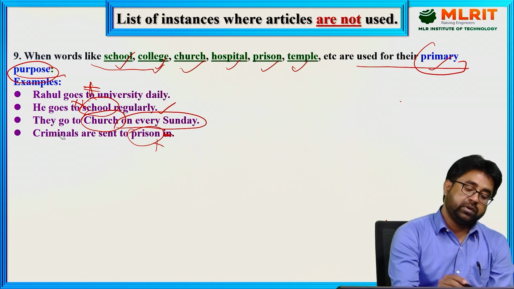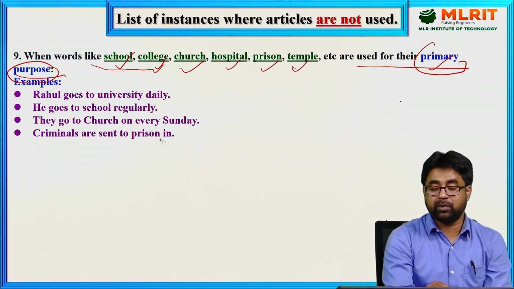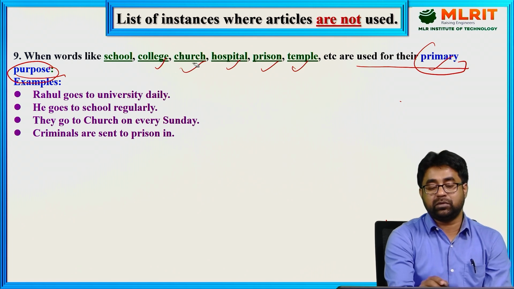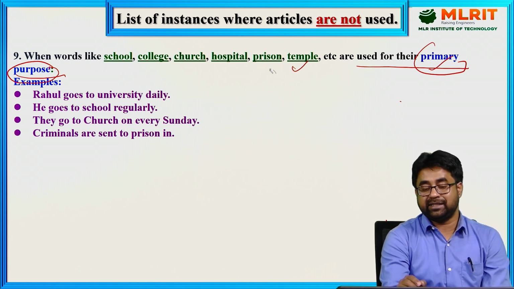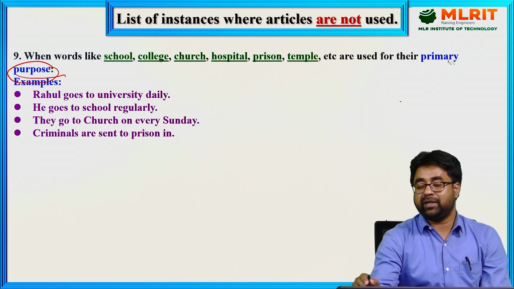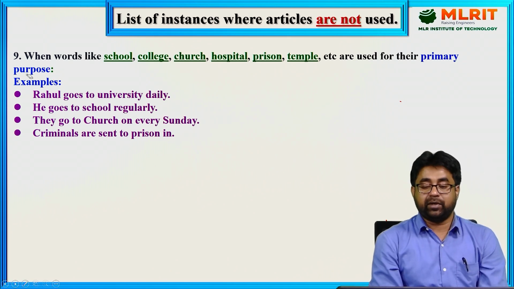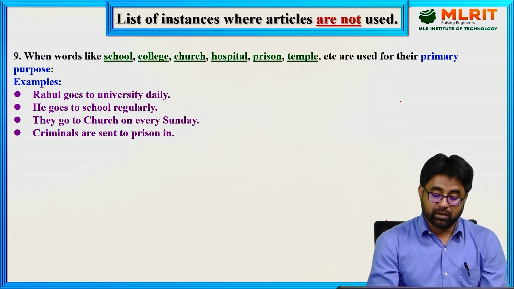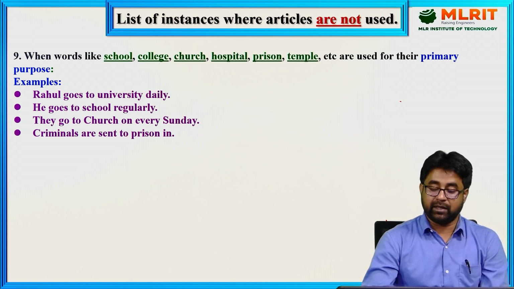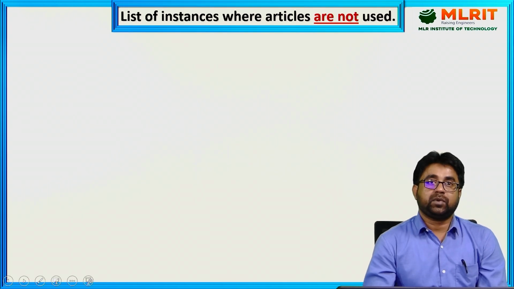Do not focus much on memorization. In fact, you are not supposed to memorize. If you just go through the rules and instances, and understand the example sentences given and their context, you can easily find out where you are supposed to use an article and when you are not supposed to use any article. So next, let's come to the next slide.